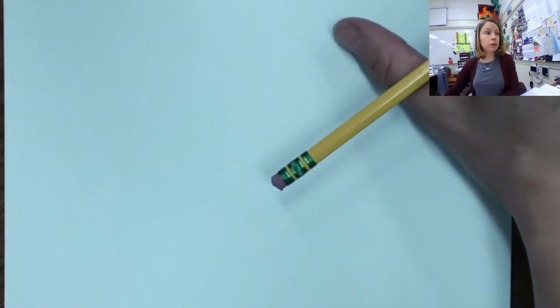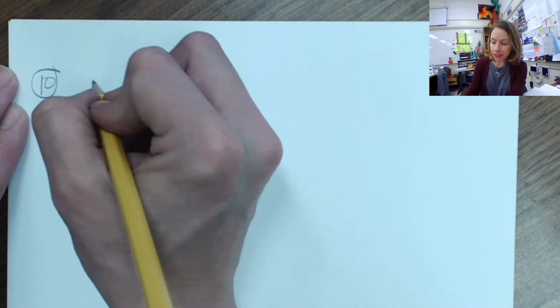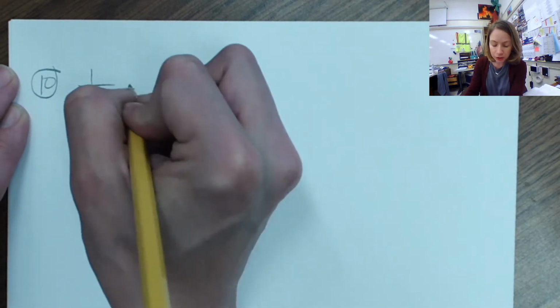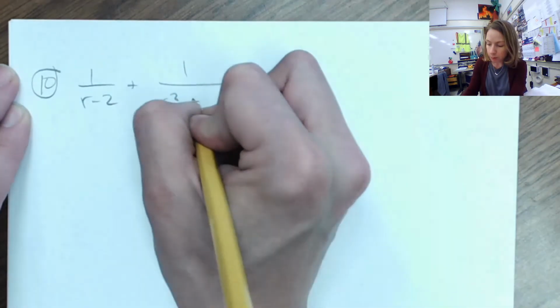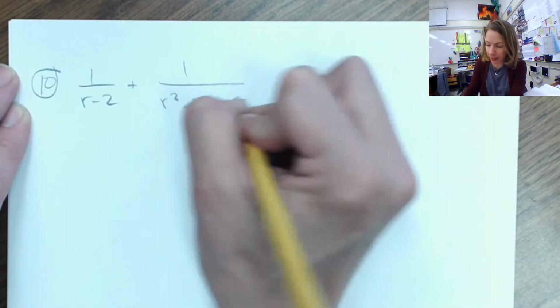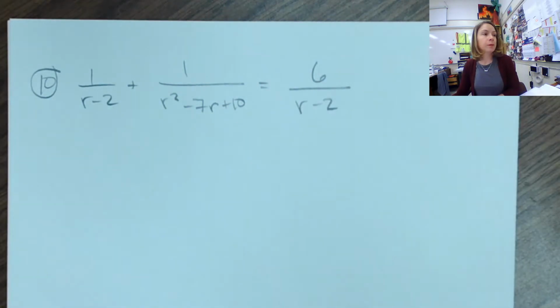So let's look at number 10. For number 10, I've got 1 over r minus 2 plus 1 over r squared minus 7r plus 10 is equal to 6 over r minus 2.